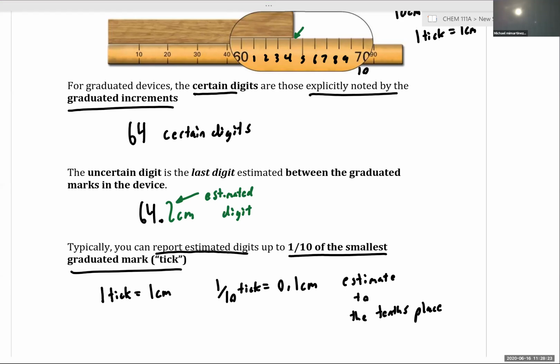Does this idea make sense to everyone? So the type of graduated marks in your instruments directly correlates to the number of certain digits you can report and the magnitude of your estimated digit. Any questions on this idea? If not, let's keep going then.